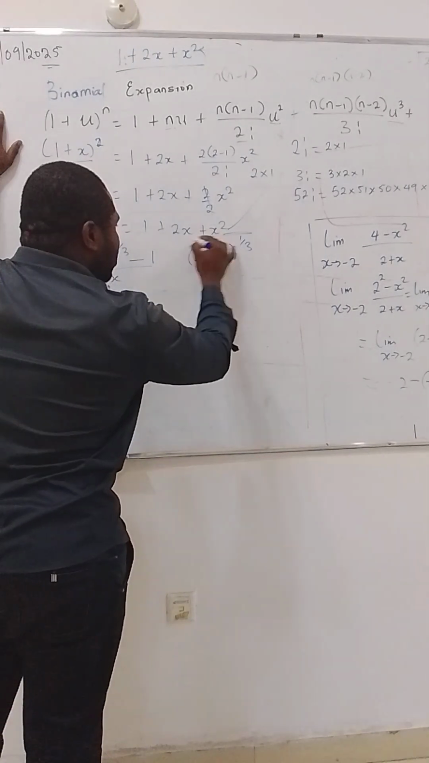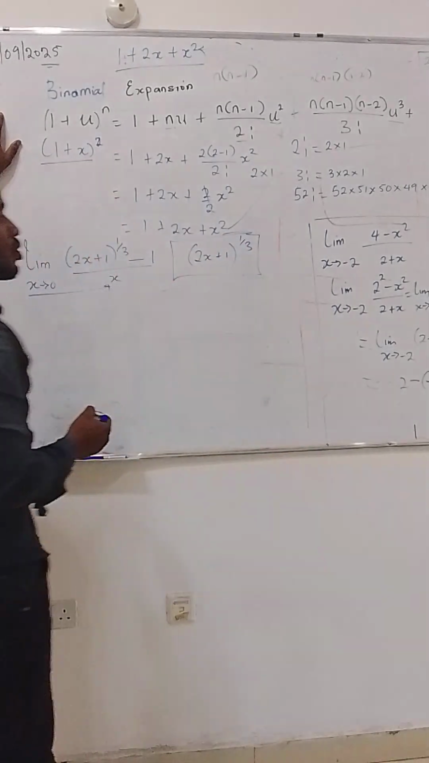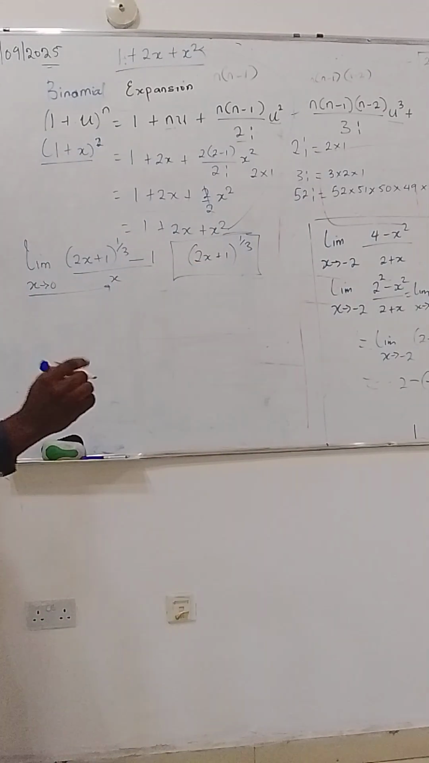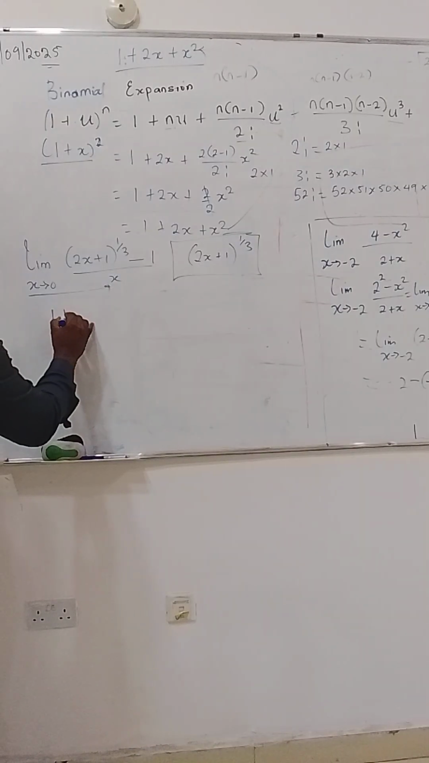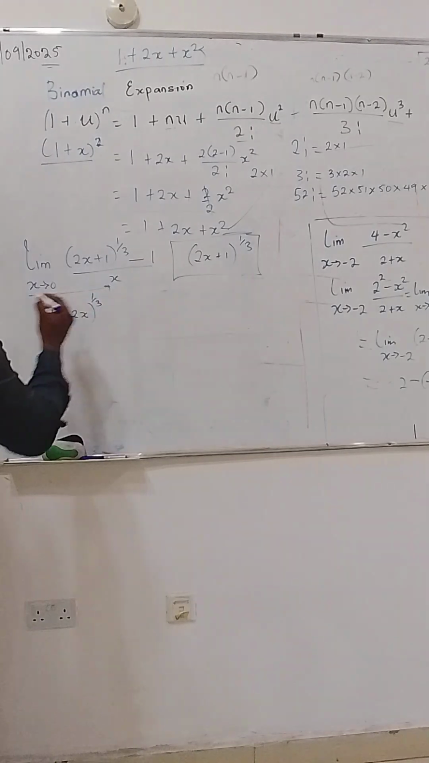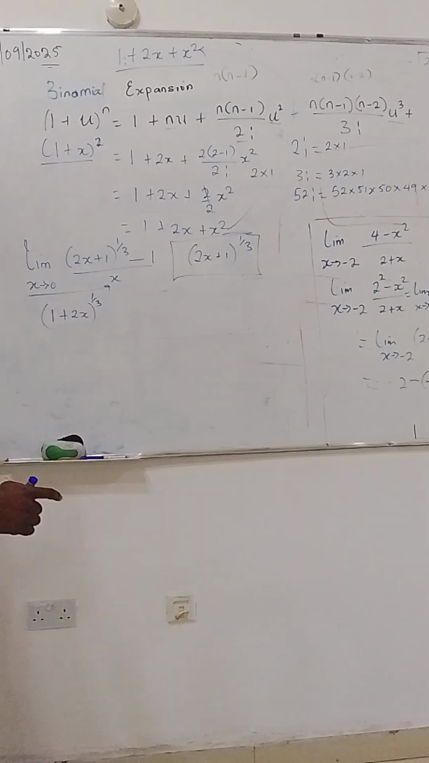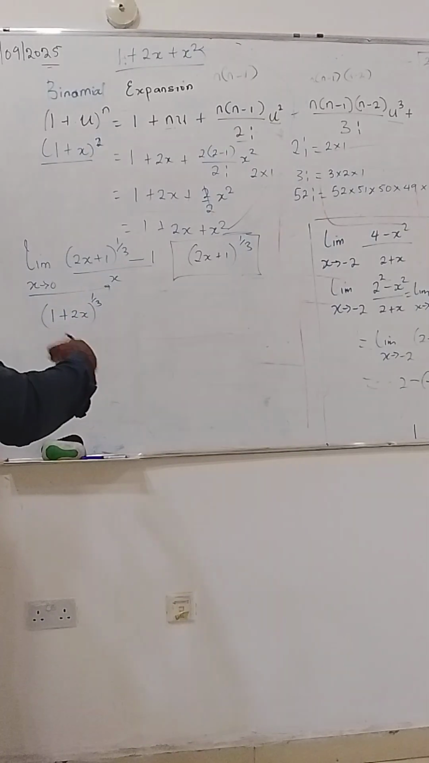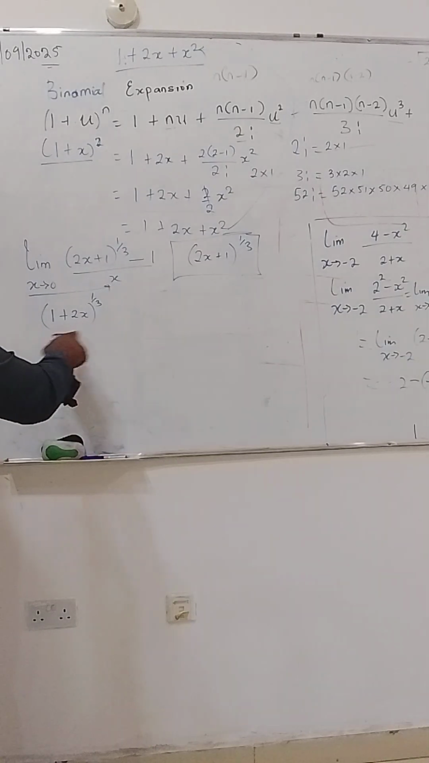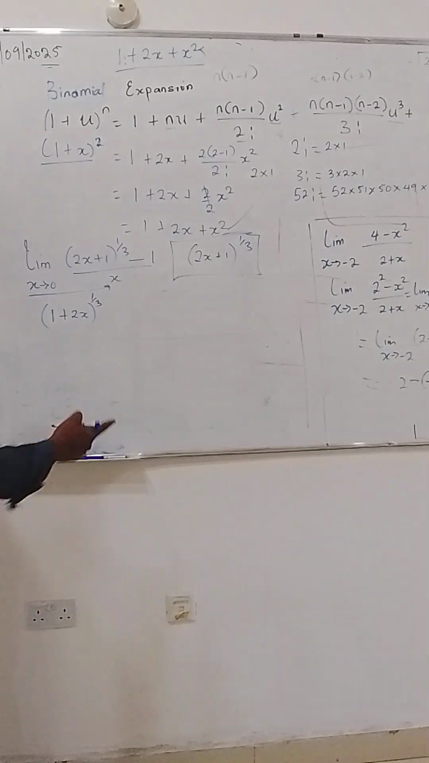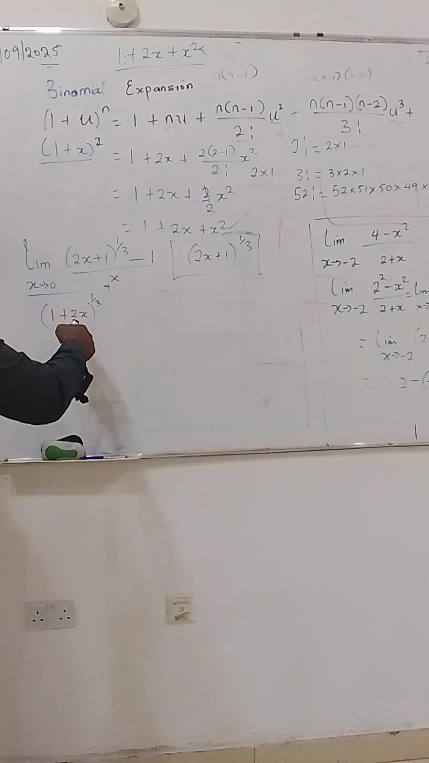Now, let's look at this one and see if we can use binomial expansion to work on just this one, which we can do. How? This can be written as 1 plus 2x, right? Raised to power what? 1 over 3, right? This is 1 over 3, which means we can use Taylor series or we can use binomial expansion to do this. But the only problem now is that it will be continuous. You see, this is not an integer.